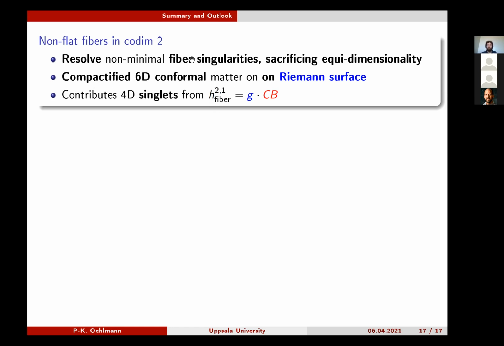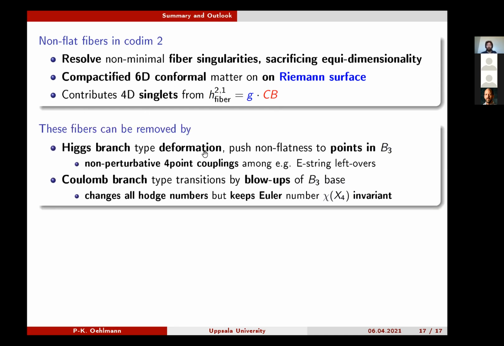And the way in a Calabi-Yau fourfold I can view these is really just as a compactification of some 6-dimensional conformal matter on some Riemann surface. And these generically will contribute to the Kähler moduli, but in particular also to the threeform cohomology. And the contribution is simply given by the genus of the Riemann surface it is compactified on, and the dimension of the Coulomb branch, which you can get from the 6D data. These fibers you can remove by 2 types of transitions that I've discussed. First, some kind of Higgs branch type of deformation, which essentially pushes the non-flatness from codimension 2 to codimension 3, to points in your base. And these points are generically related to 4-point couplings of the leftovers of some E-string theory that I started with.